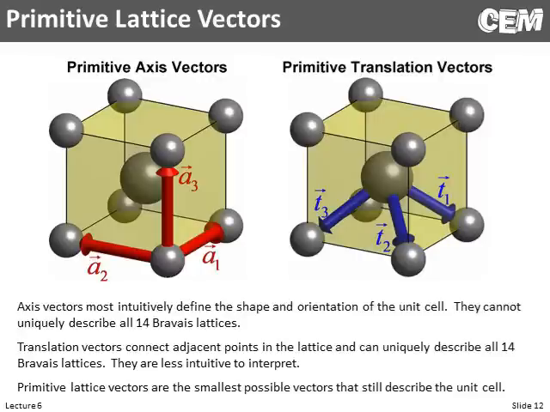The other type of lattice vector is what's called a translation vector. These do uniquely describe the unit cell. However, given the translation vectors, they're not as intuitive to look at. They're not as intuitive for seeing the size of the unit cell or the orientation, but they do point to adjacent points in the unit cell, and they do uniquely describe the unit cell. So we will always use translation vectors, but not axis vectors.